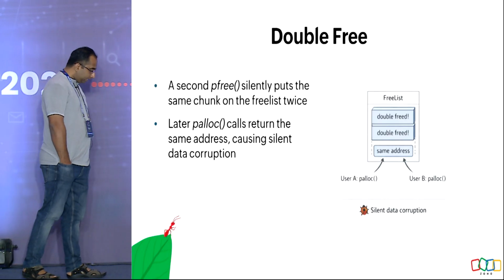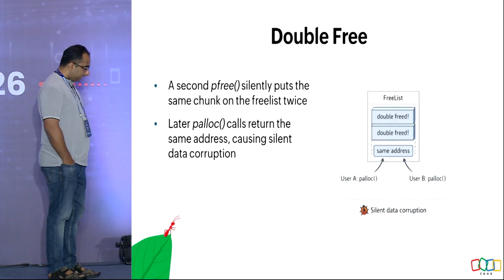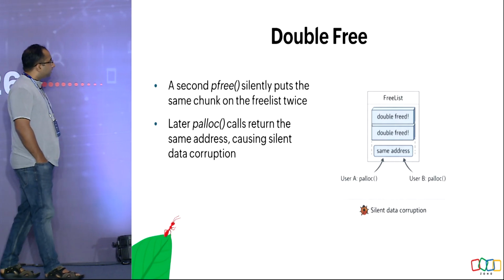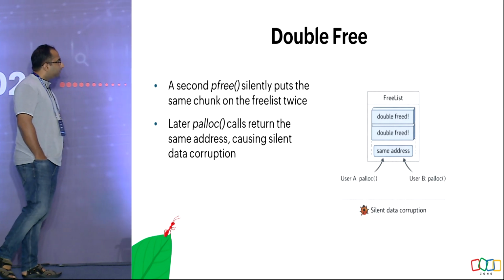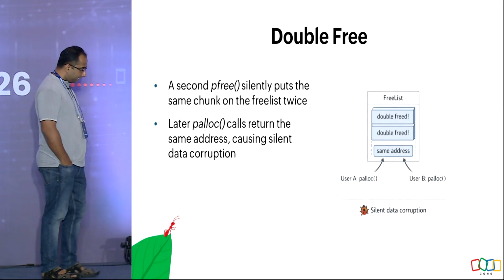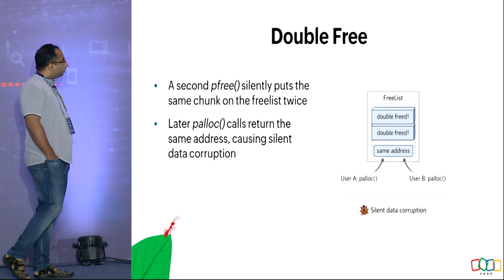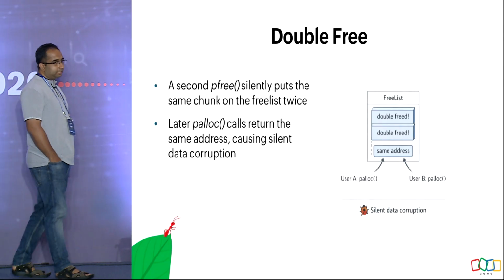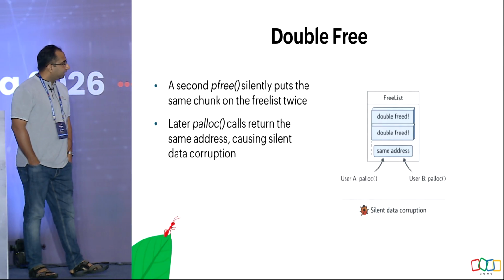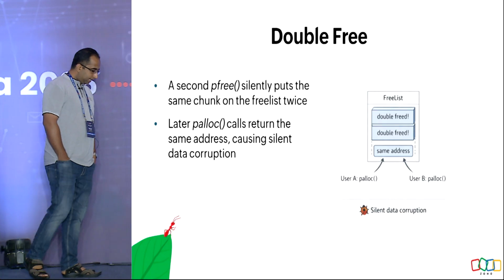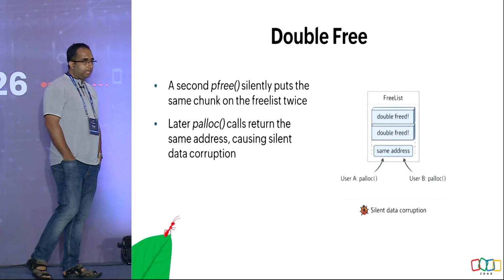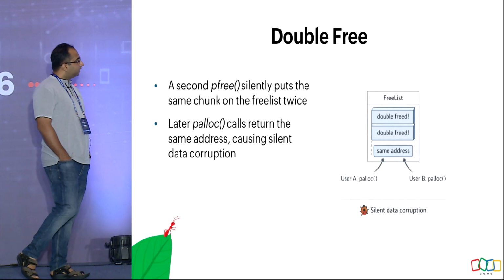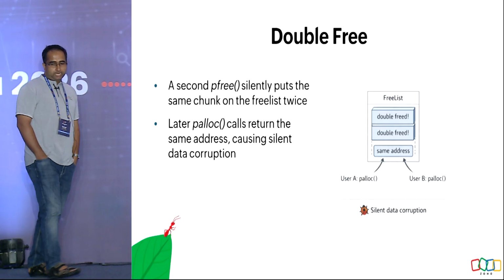Double free is another problem that can happen. Suppose pfree, the freeing API for memory in PG, is called twice. This could put your chunk back into the free list twice. Subsequent payloads could then receive the same address and use it differently, which can lead to data corruption.